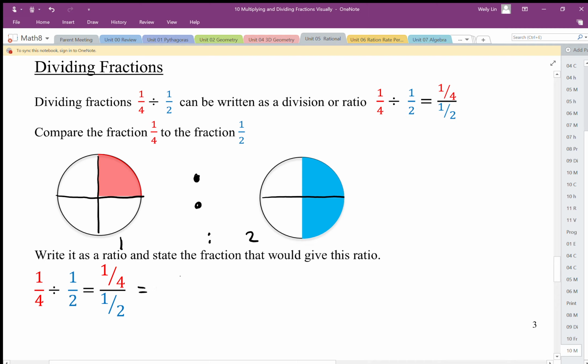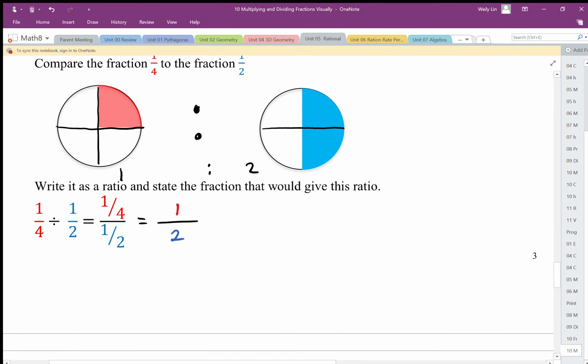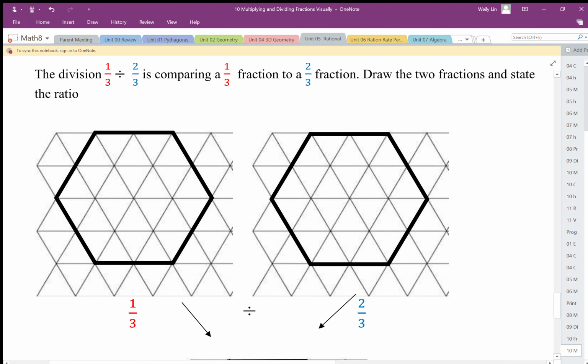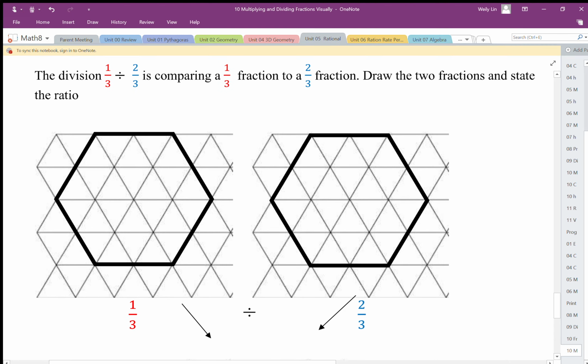That means then, when we write it in the divide statement or the fraction statement, the 1 part in the numerator, and we have 2 parts in the denominator. So 1/4 divided by 1/2 ends up being 1/2. So the answer to this division is 1/2. So this is how we will show division of fractions. We're going to show it as a ratio of comparison of 2 fractions.